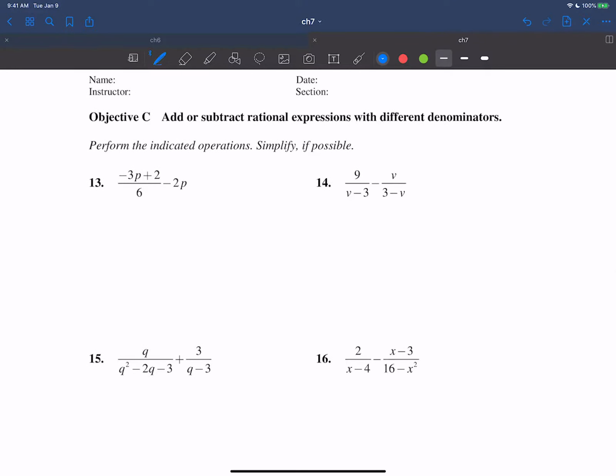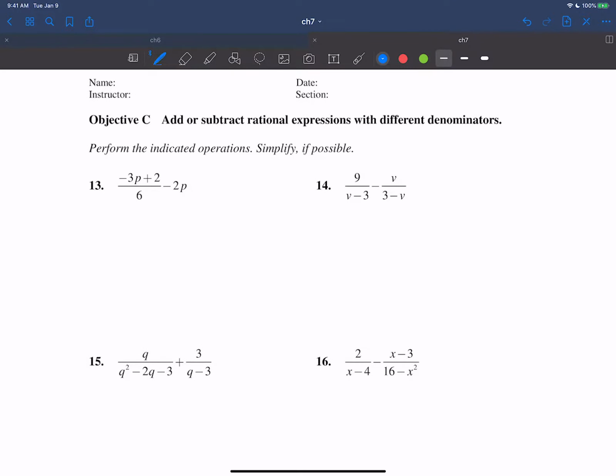Objective C, add or subtract rational expressions with different denominators. So this is the real business, where you have to do the whole thing. The first thing is identify the LCD. Second thing, converting rational expressions to the LCD. And then finally, you're going to combine the numerators.